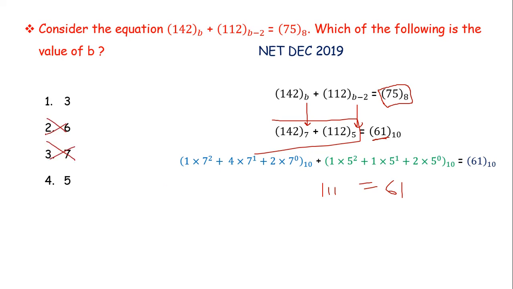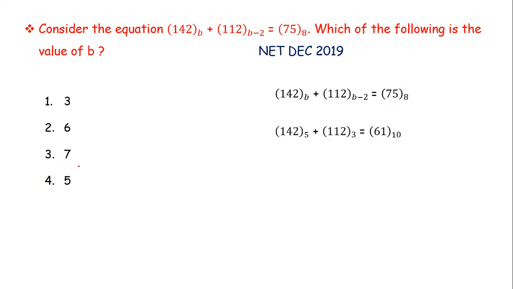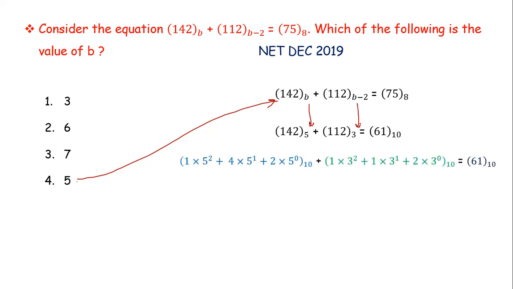We are left with only one option, that is 5. So this is our correct answer, but again we will just verify whether it is our right answer or not. So put b equals 5 in this equation. b equals 5. In the second term we will have base 3. Again convert it into decimal form and you will get 61 on your left hand side and the same value on your right hand side.